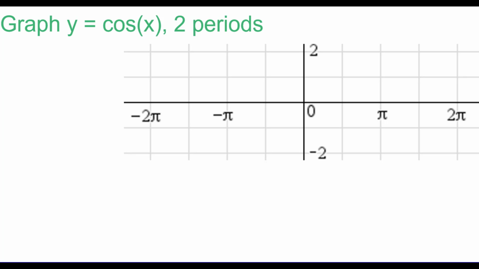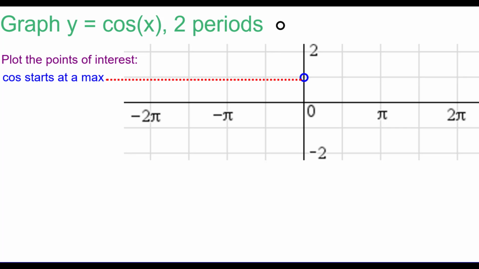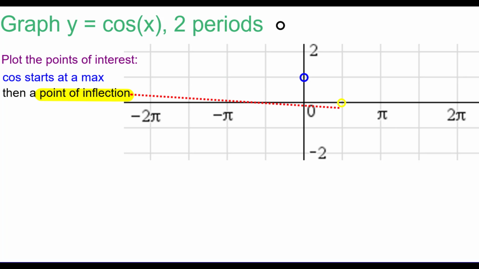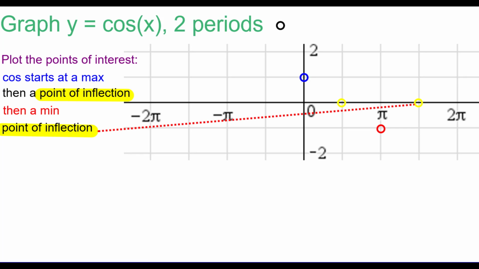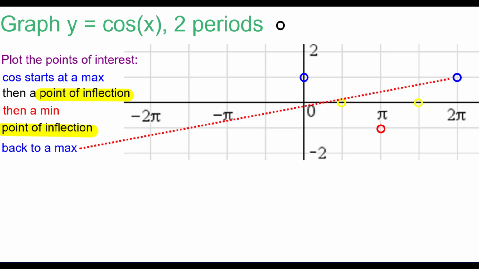Let's graph y equals cosine of x, 2 periods. We'll plot the points of interest. Cosine starts at a maximum, (0, 1). Then there's a point of inflection at (pi over 2, 0). A min at (pi, -1). Another point of inflection at (3 pi over 2, 0). And a max back at (2 pi, 1).